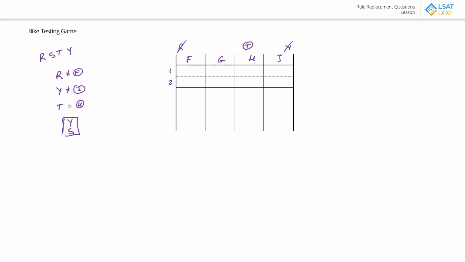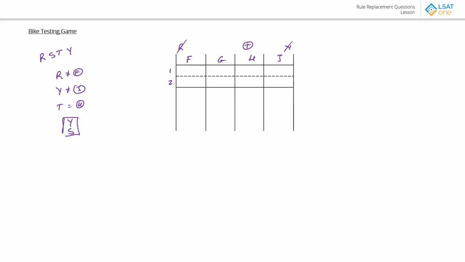Now, that last rule should have stuck out a little bit because you'll notice that there's not a lot of possibilities for it. The thing is, the YS block can't really go into H because T has to be one of the testers there, and they can't go into J because Y can never go into J, which means that your YS block ends up having to go into either F or G. And I mean, that's a quarter of your board right there.